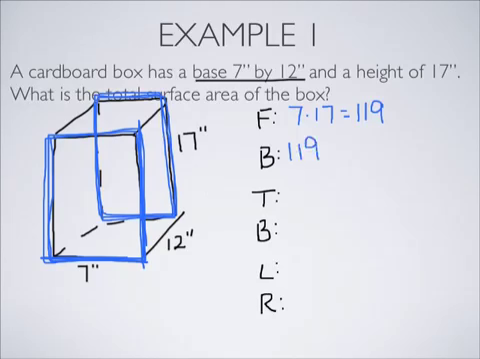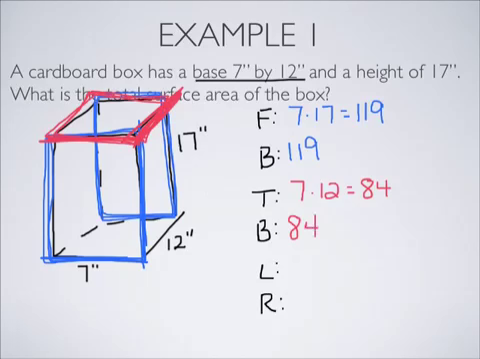Now let's look at the top. The top is here. If you look at that rectangle I'm outlining in red, the dimensions of that are 7 along the side and 12 along the depth. So this is 7 times 12 for the top, which is 84, which means the back is also 84. Okay?